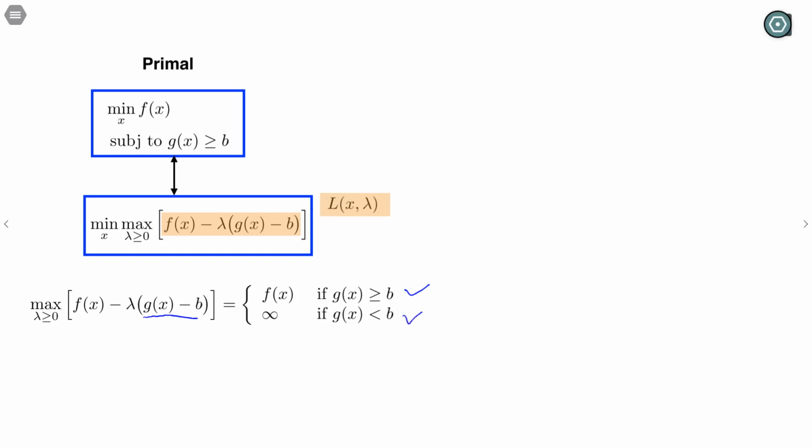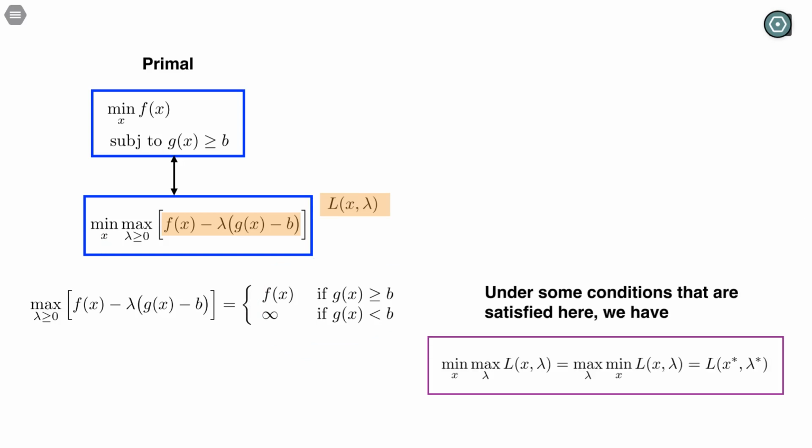Now when g(x) is less than b, then what's inside the parenthesis, g(x) minus b, is going to be negative. So minus lambda times a negative number is going to be positive. So when we maximize over lambda, we're going to make lambda as large as possible. Eventually, the value inside the bracket is going to be infinity. So if we do our outside minimization with respect to x, we're going to find out this is equivalent to the primal problem.